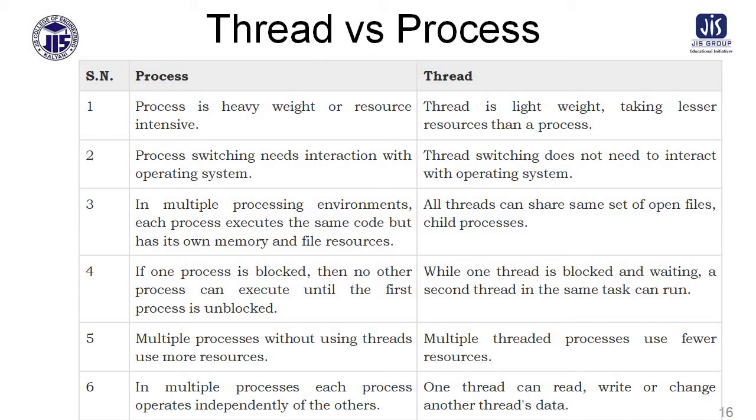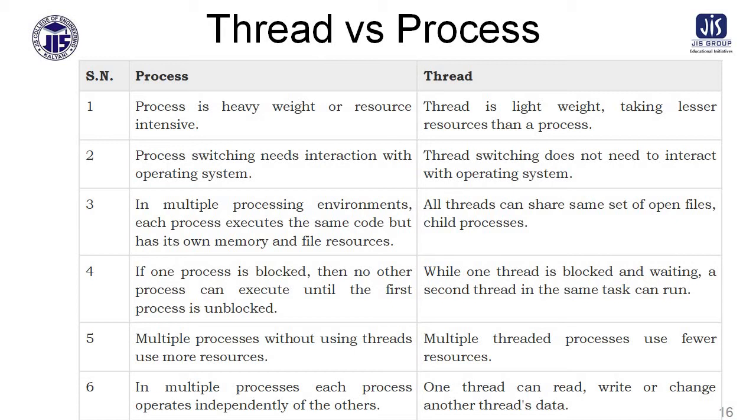The third point: in multiple processing environments, each process executes the same code but has its own memory and file resources, but all threads can share the same set of open files and child processes. This you have to remember. Number 4: if one process is blocked, then no other process can execute until the first process is unblocked. While one thread is blocked and waiting, a second thread in the same task can run.